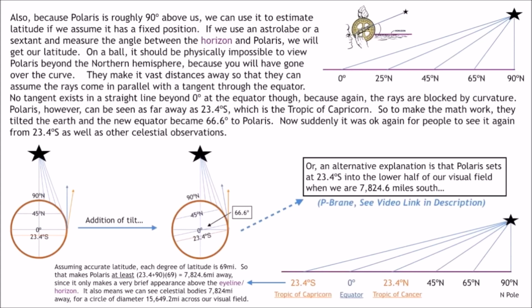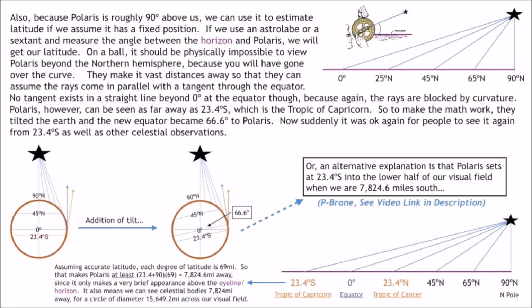So again, just in the top right, you can see at 90 degrees north, Polaris is directly above you. And as you move outward toward the equator, the angle changes such that where you view it becomes your latitude. And then on the bottom here, you can see how the tilt was manufactured to allow people at 23.4 degrees south to maintain a parallel ray profile to view Polaris.